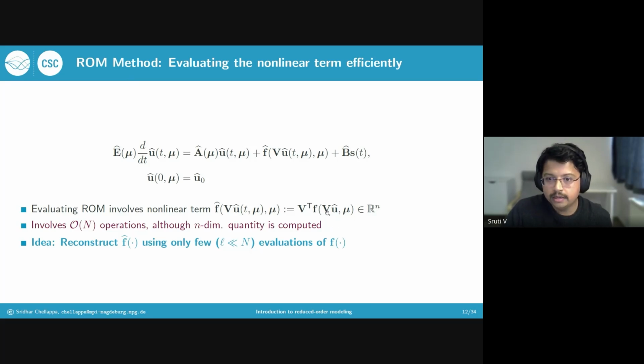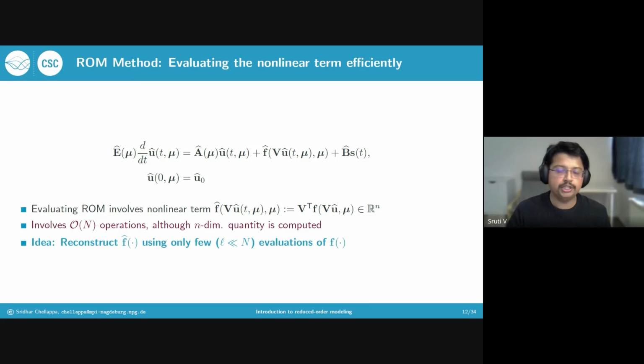Why is that? Well, you have to multiply V times u hat, which is already giving you a dimension capital N vector. And you want to evaluate the function at each of those endpoints. So the cost, as you can see, scales with the full dimension, which we do not want at all, because we want the reduced order model to be somehow independent of the dimension capital N, which can be quite large. Therefore, the idea is to come up with a clever technique to somehow reconstruct f hat by only using a few evaluations, denoted by L, of the function f instead of using the full function.